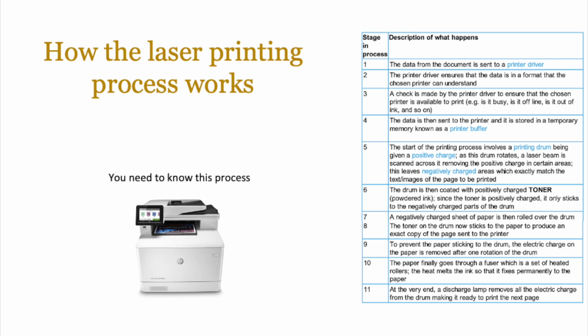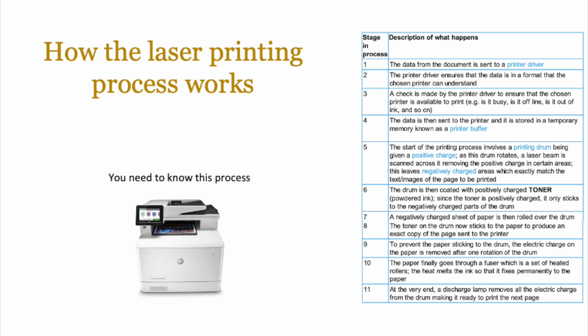And here we deviate slightly from the inkjet printer. At the start of the printing process, there's a printing drum inside the laser printer, which is given a positive charge. And as the drum rotates, a laser beam is used to draw the image of the page using a negative charge. The drum is then coated with positively charged toner, which now sticks to this negatively charged image. A negatively charged sheet of paper is then rolled over the drum. So this positively charged toner now sticks to the actual paper.